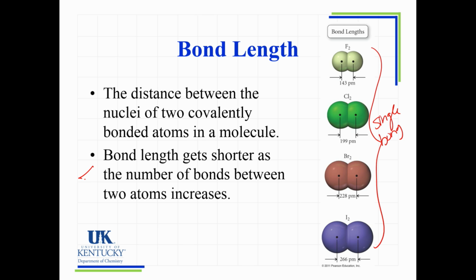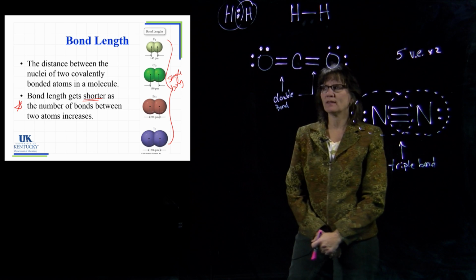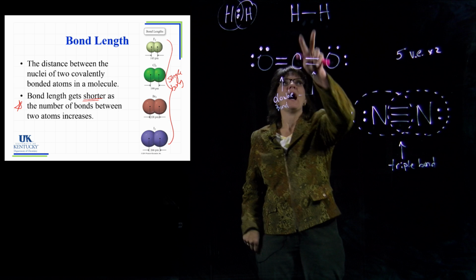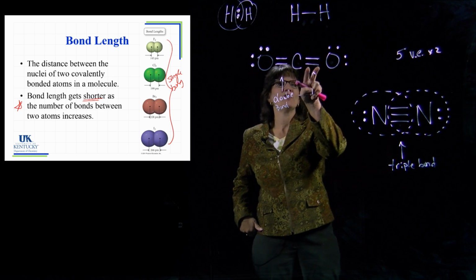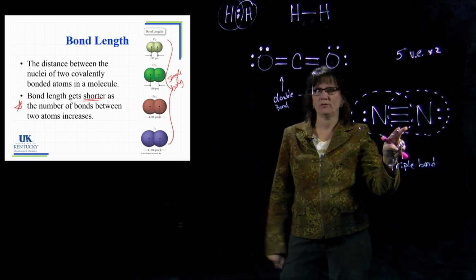But this statement right here, we need to make sure we commit to memory. Bond length always gets shorter as the number of bonds between the atoms increases. Bonds always get shorter as the number of bonds between them increases. So let's go back to our screen here and look at the examples that I have on the screen. I have a single bond, I have double bonds, and I have triple bonds.